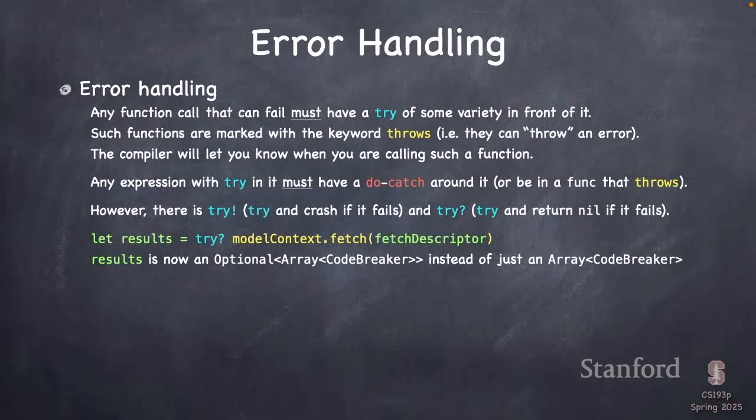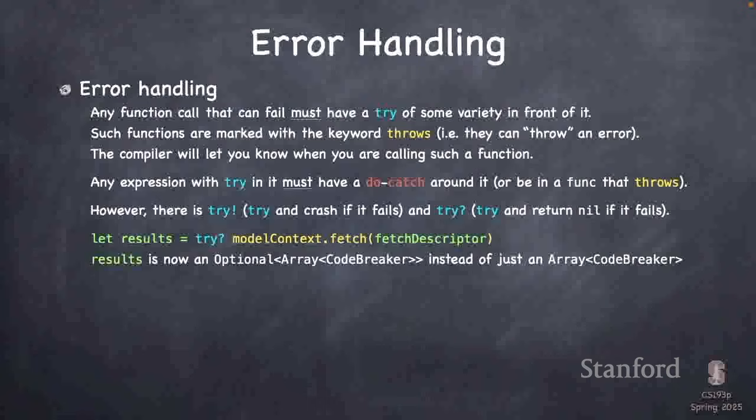And then there's try question mark. Now, try question mark is fascinating. We actually use this one quite a bit. What this does, it tries the thing, and if it fails, it returns nil from whatever function you're trying to call. If we use that for our modelContext fetch right here, that return value results, it's not an array of code breakers anymore, it's an optional array of code breakers. Because that try question mark might fail, in which case it would return nil.